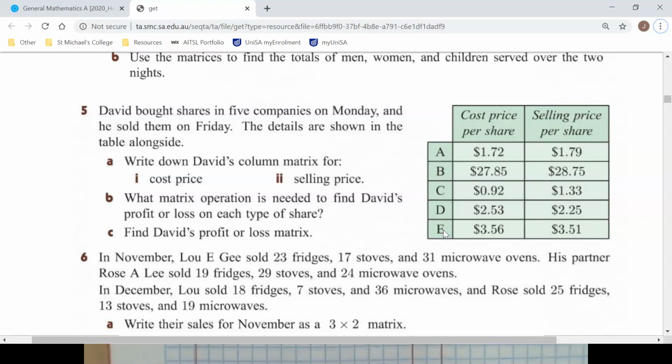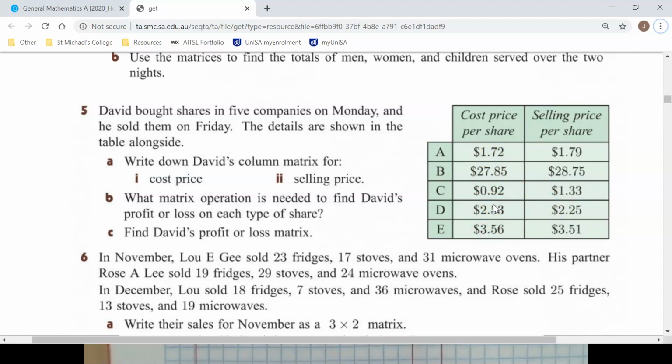What was that? 7 cents profit. So how'd you work that out? Yeah, so because that's what he sold it for, you go that value minus that one. So if he sold it for less than he bought it for, it would be a loss. If he sells it for more than what he bought it for, then it's a profit. So can you see, if I take this matrix here, the selling price matrix that we just did, and we subtract the cost price, it will give us the profit for all of the different shares.